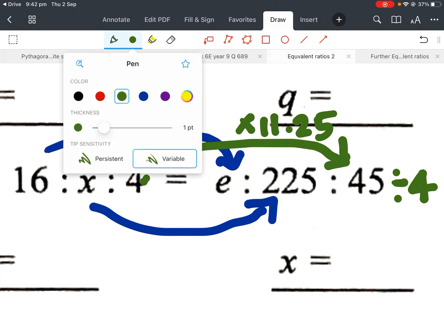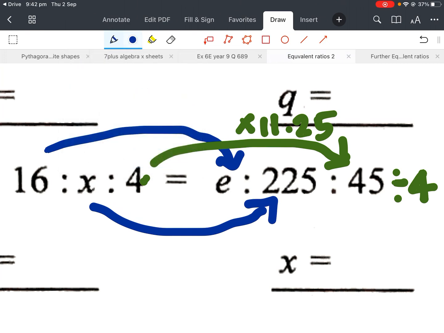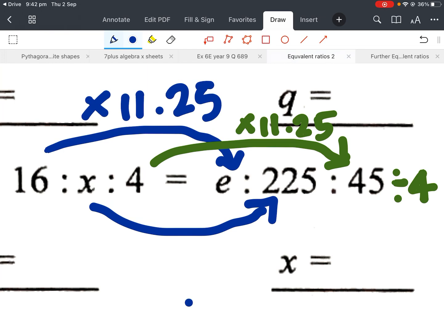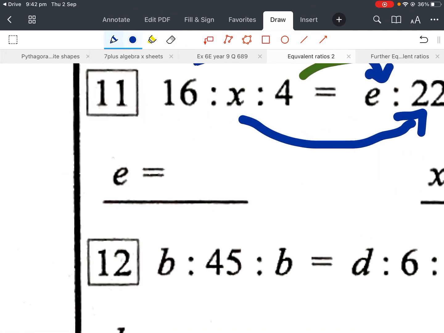With the 16, I'm going the same direction, from the left side of the equals to the right side of the equals. So I can times by 11.25. Do that on your calculator. 16 times 11.25 gives me 180. So it's E that I want. Oh, wrong one. Let's find the letter E down here. There it is. I'm going to put 180 here.